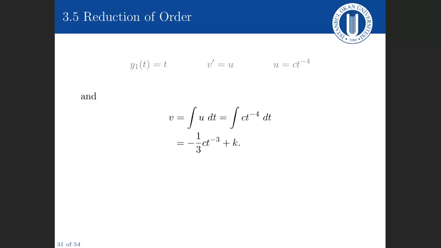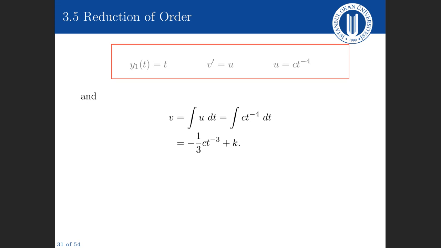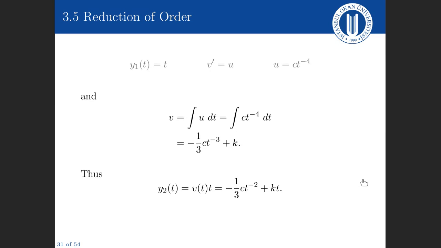Right, what do we have? We have y1 is equal to t, v prime is equal to u, and u is equal to c t to the power of minus 4. We can integrate u to get minus 1/3 c t to the power of minus 3 plus k. And then write down y2: minus 1/3 c t to the power of minus 2 plus k t. We don't need the plus k t because that's just a multiple of y1, so we'll choose k is equal to 0.